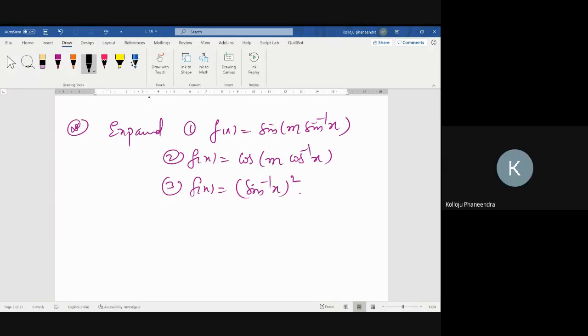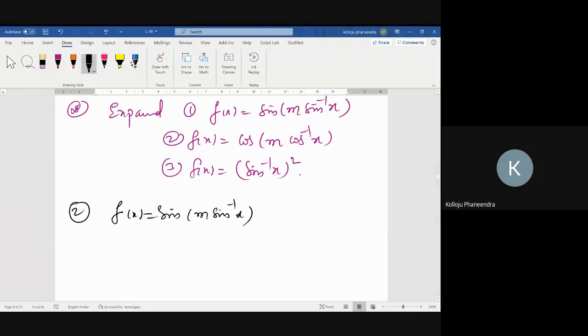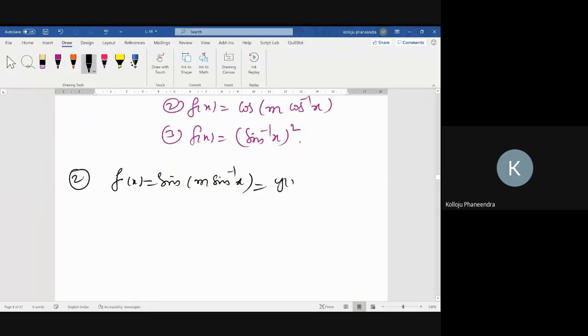Okay, second one, f of x equal to cos of m cos inverse x. I will tell the first one because the derivatives are very easy; for cosine, negative terms will be there, right? You try sine of m sine inverse x. This is equal to y of x. I am taking the Maclaurin series directly.